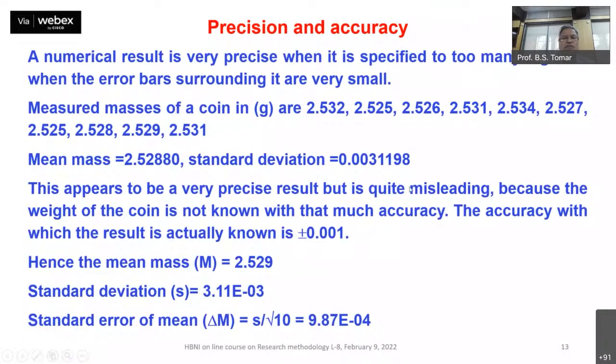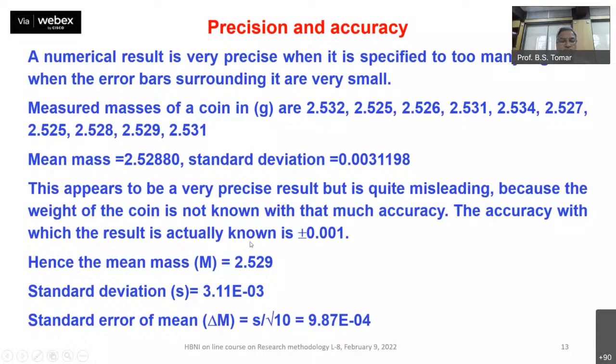So it is quite misleading when you quote such numbers, because the weight of the coin is not known with that much accuracy. And you can say the accuracy of the result is actually known as 0.001 gram. Because normally, up to 1 milligram, you can say it is fairly accurate. So hence you have to use only up to that many decimal points. So the mass of the coin, you can say 2.529. You round it off to the third decimal point. And the standard deviation also.